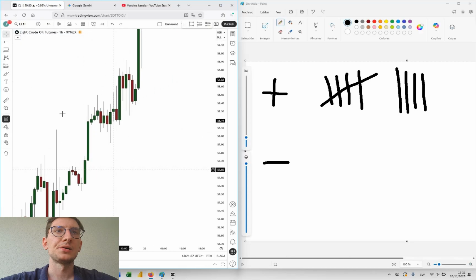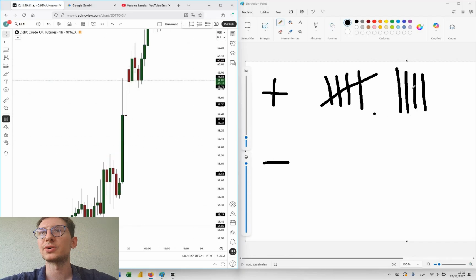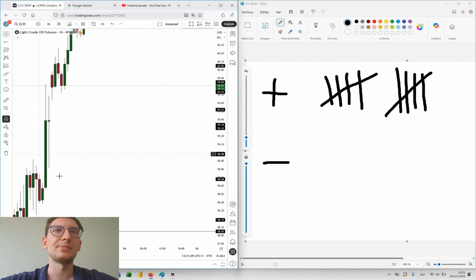Okay, so here we have another one. Low, okay, low, price goes through, sweeps liquidity, and goes up, up, up, up, up, okay? So yeah, those were amazing ones.